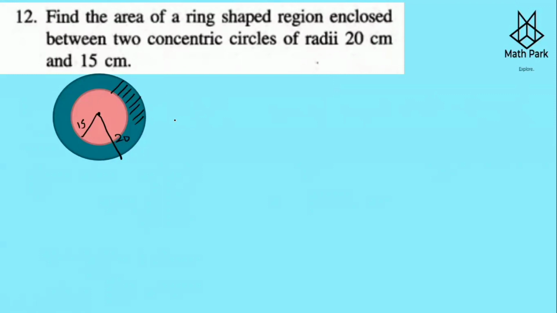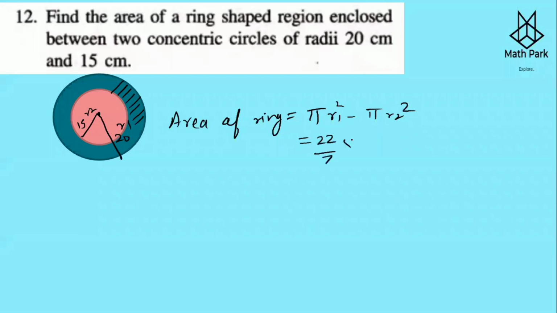The area of the ring is equal to the area of the outer circle minus the area of the inner circle. Let us take this as r1 and this as r2. Pi r1 squared minus pi r2 squared, which is 22 by 7 into 20 squared minus 22 by 7 into 15 times 15.